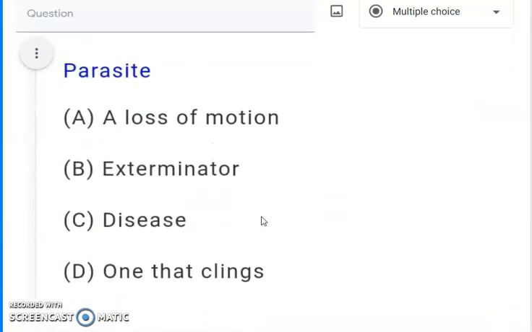Parasite. So whoever studied biology might know what a parasite is. It is an insect which lives on another animal or plant's body. Right. So loss of motion, no. Exterminator, no. I'm telling you it's not exterminator, but your task for today is to find out the meaning of exterminator. Tell me in the comment box below what it means.